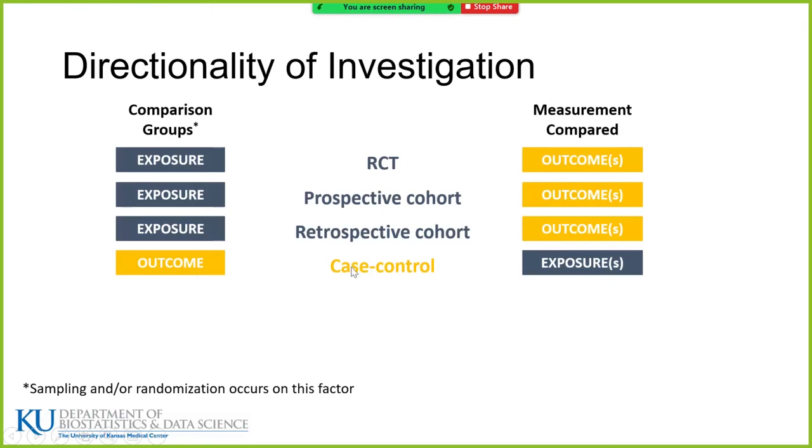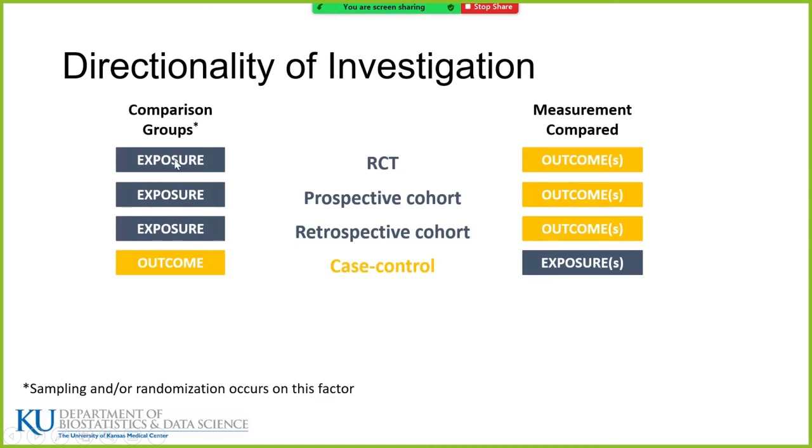You sample cases, which are the individuals with a condition, and you sample a similar group of controls, which are individuals without the condition, so with and without the disease. And then you try to determine how they differ based on potential risk factors or exposures.